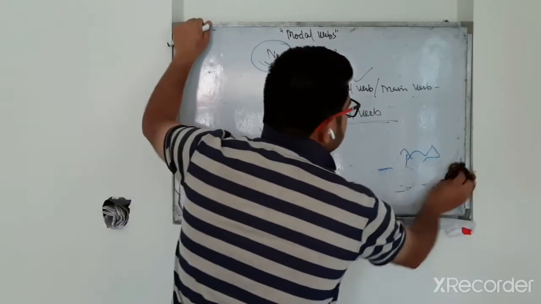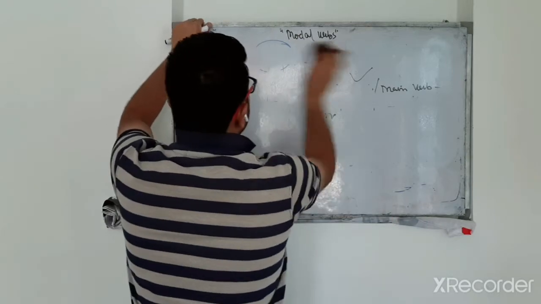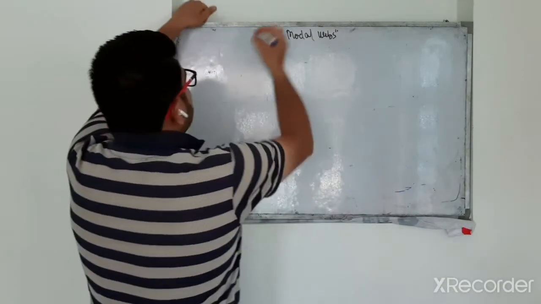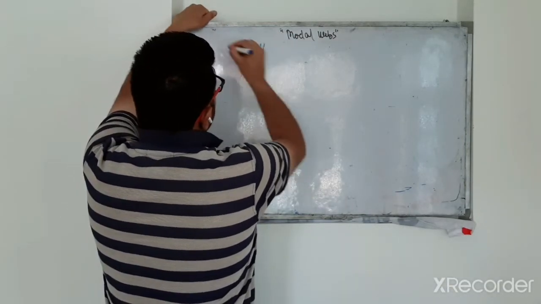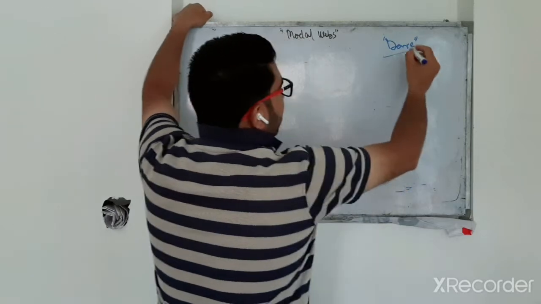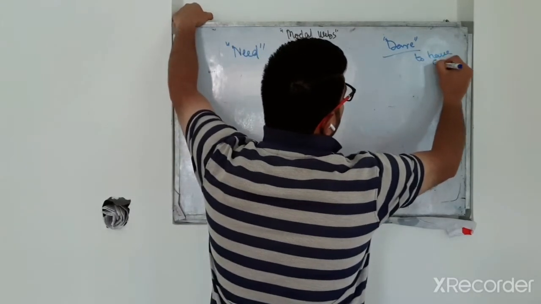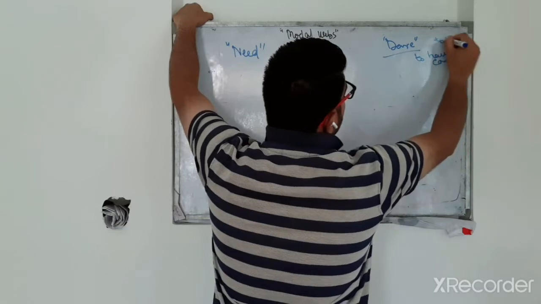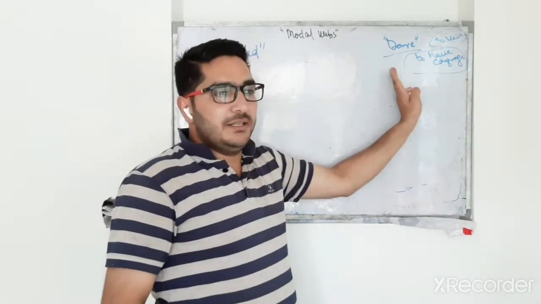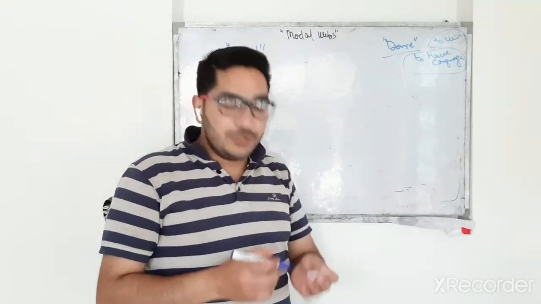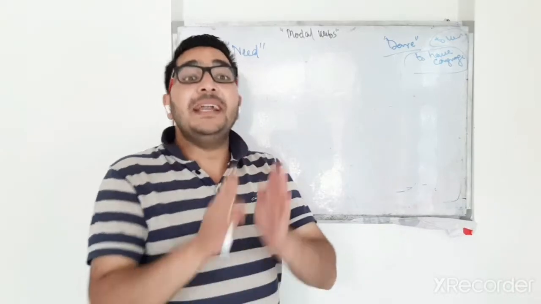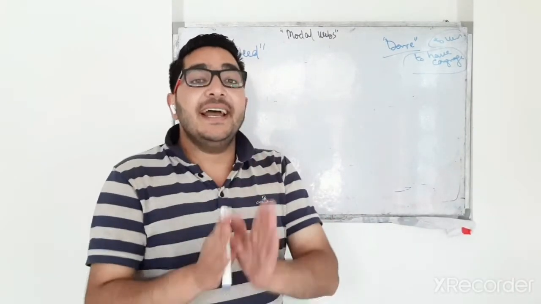Now coming to need as a modal verb. Just like we had dare. Dare as a modal means to have courage, or to venture. When we discussed dare, we saw that dare is used in negative and interrogative sentences only as far as dare as a modal is concerned.